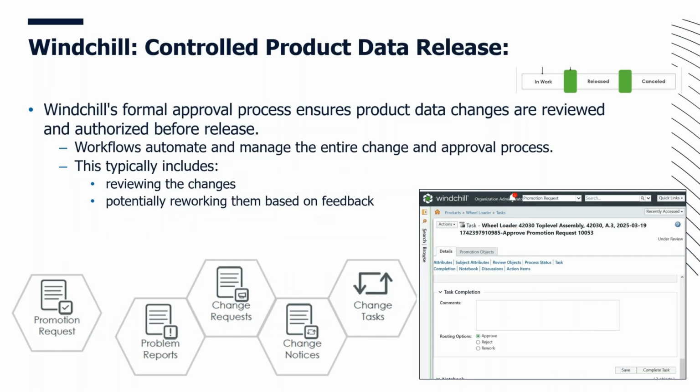And PTC Windchill also brings controlled product data release. There are workflows within Windchill that create tasks so that you can easily send someone a review task, maybe give them rework. And I have all this release information in Windchill linked to your release, so you can easily know why and how it's released, and maybe why it's changed.